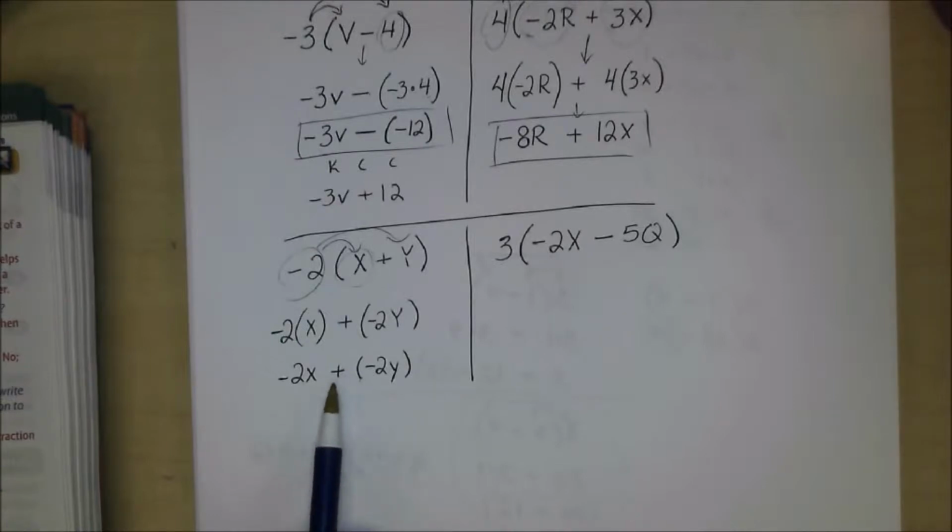Hopefully I don't forget. So, right here, since it's negative 2x plus a negative, those parentheses are right there to separate the plus and the negative sign.